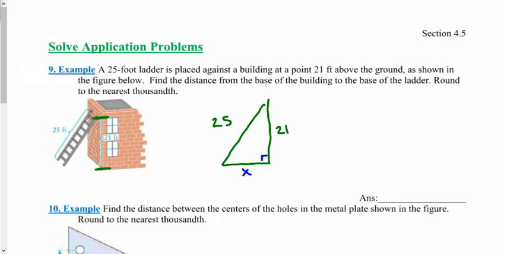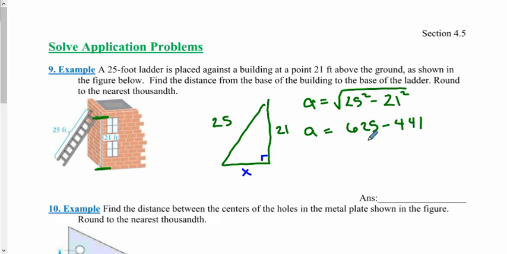If I'm trying to figure out what this side is, that's just one of our legs, then I can use that subtraction one, right? I have the longest one, so I might say it's equal to 25 squared minus 21 squared. So I can say 625 minus 441, all inside a square root. When you subtract those out, you get 184.